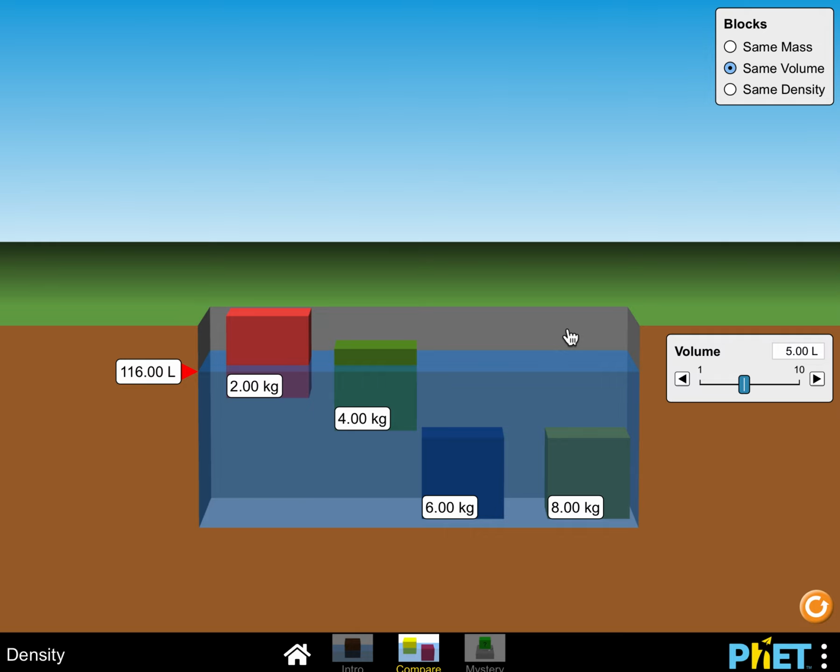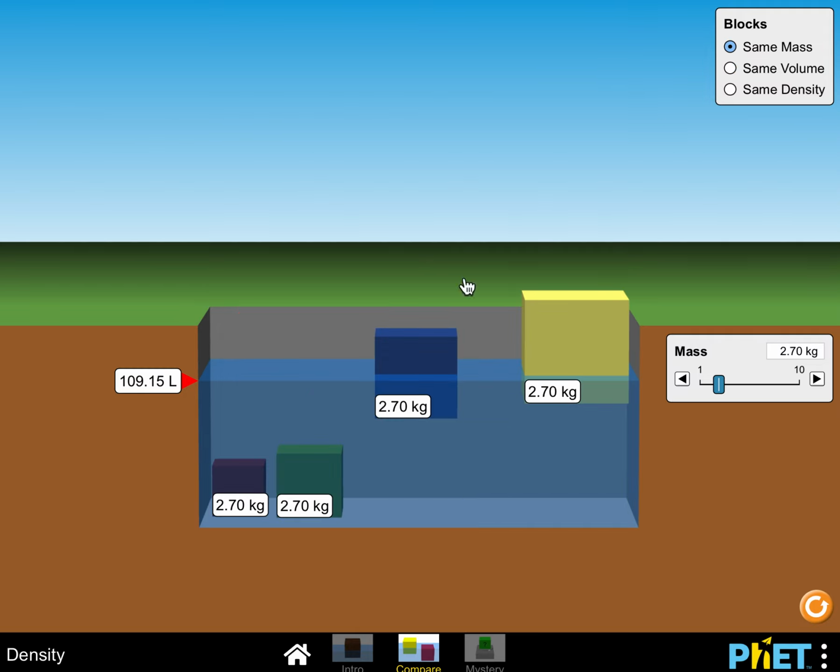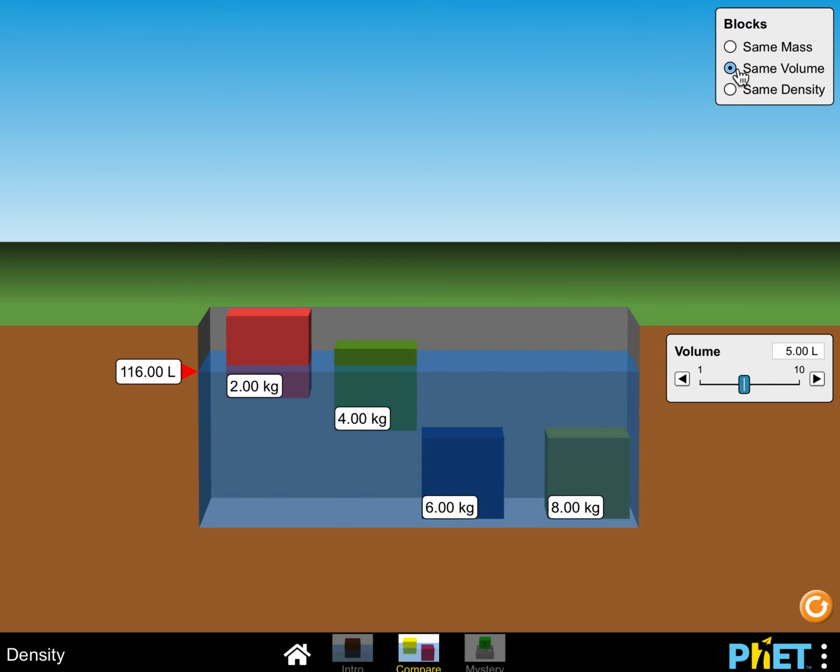So the main idea behind today's lab then is to look at this comparison, where for the same amount of mass, objects that take up more space will float, and for the same volume, objects that have less mass will float. So density then is a comparison of 2 things: the amount of mass that an object has, or the amount of stuff inside of it, and the amount of volume that the object takes up.